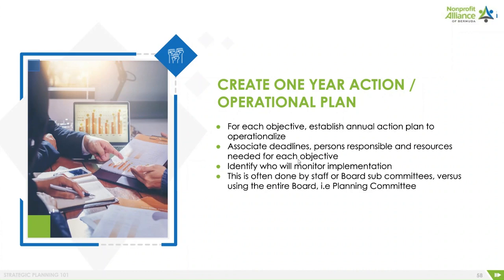In addition to your dashboard, you will need to create a one-year action operational plan. Your action plan should include for each objective an established action to operationalize, associated deadlines, persons responsible, and resources needed for each objective. You must identify who will monitor implementation. This is often done by staff or board subcommittees versus using the entire board, for example, the use of a planning committee.